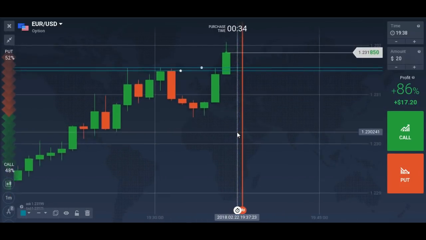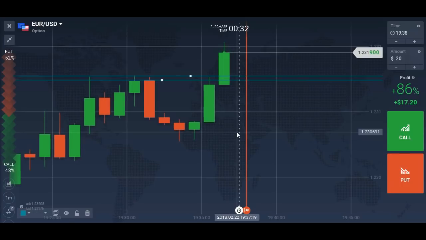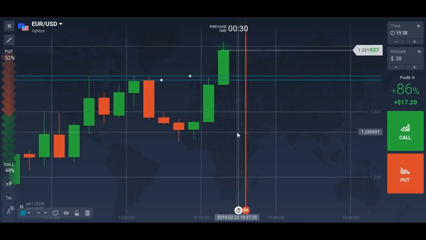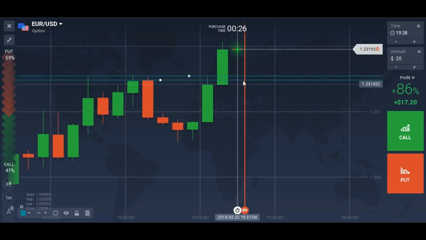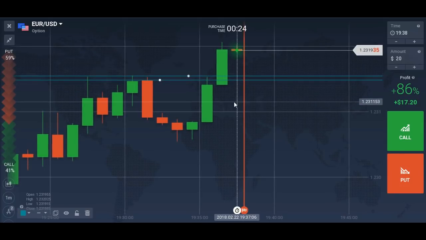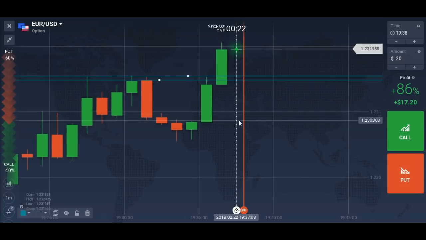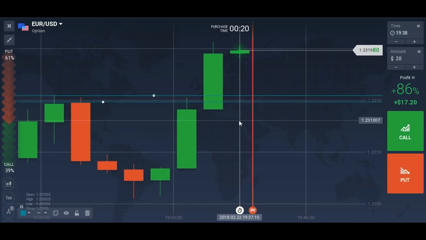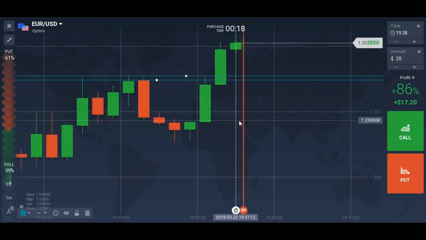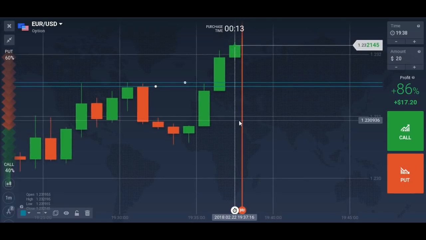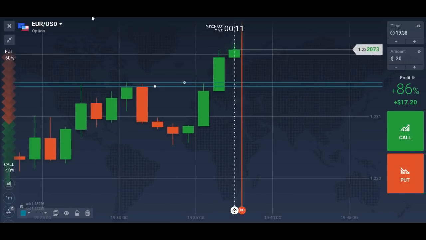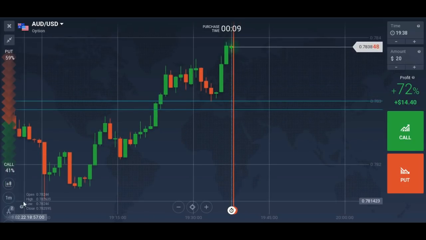Okay, this is a breakout. I wanted this breakout to happen. Okay, so it is a breakout. Now I want the market to go down. Let's see where it is going to go. It is also moving up. Here is also a breakout.